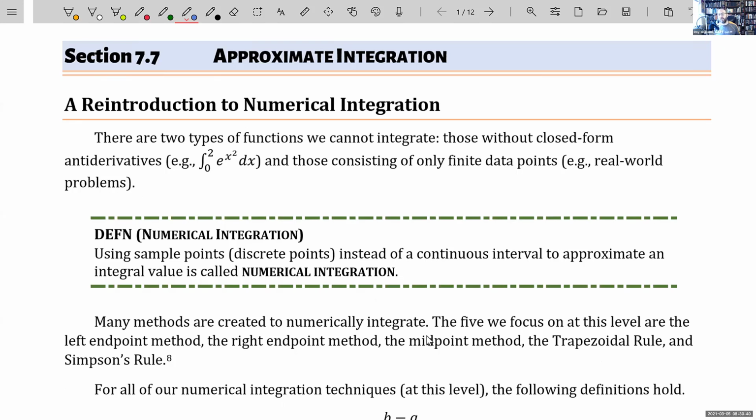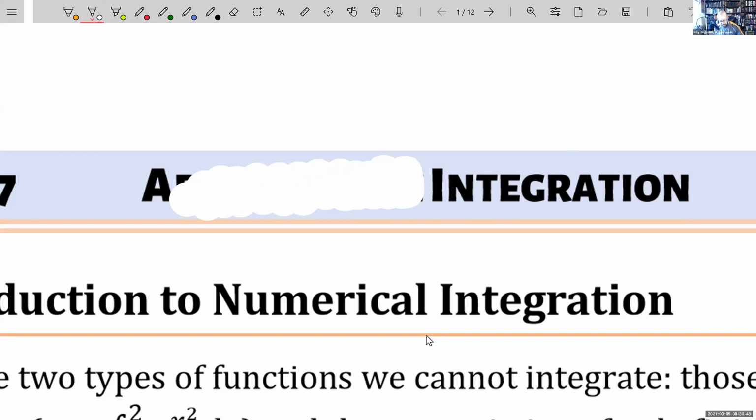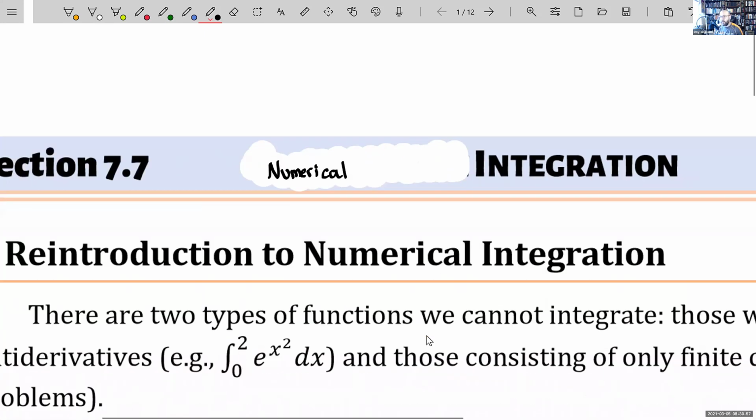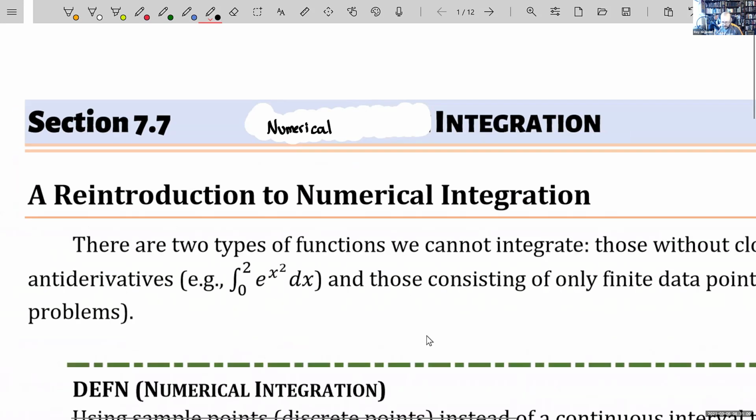Approximate integration is what should be called numerical integration. I would prefer this to be called numerical integration because that's really what we would call it in use. Numerical integration basically means that you're handed an integral where the integrand has no antiderivative. So I write that in a paragraph here.